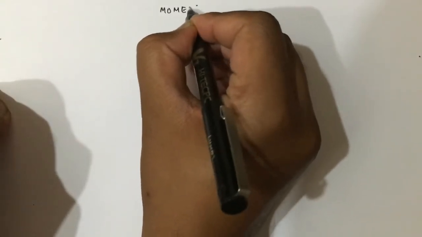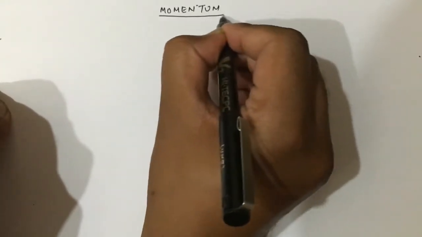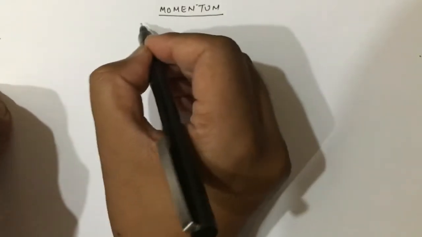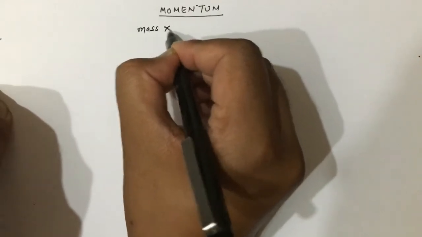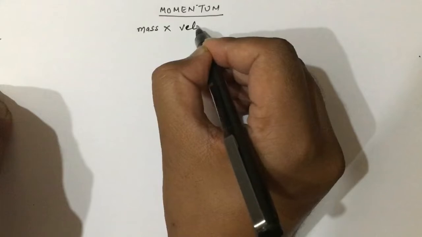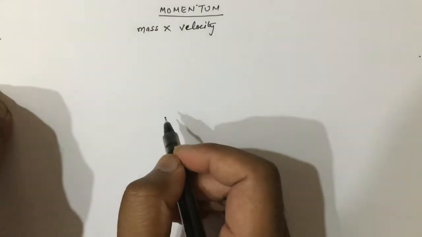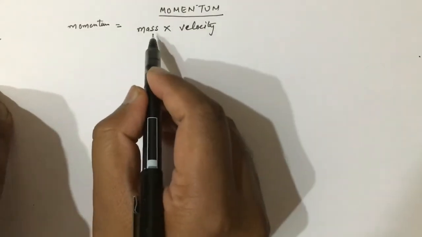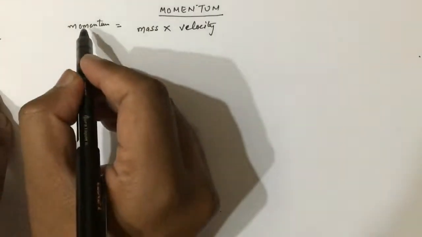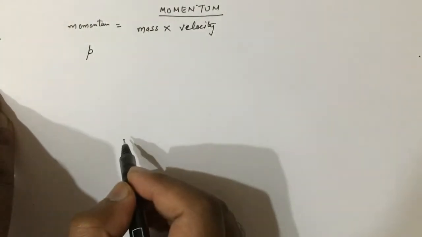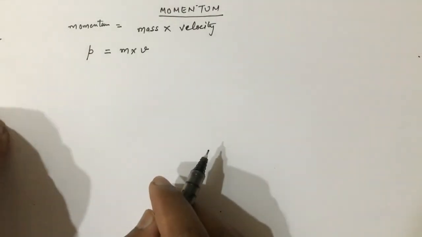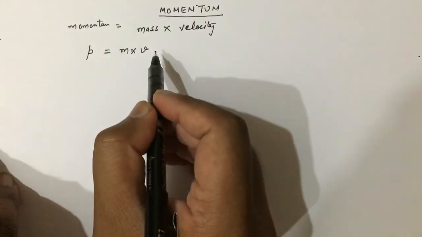So starting with the concept of momentum. Now what is momentum? Momentum is the product of mass and velocity. So momentum is equal to mass into velocity. Momentum is denoted by the symbol small p, that is p equals m into v. Clear? So momentum is mass into velocity.